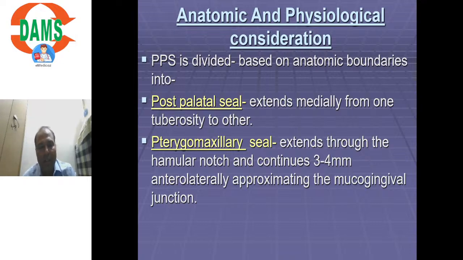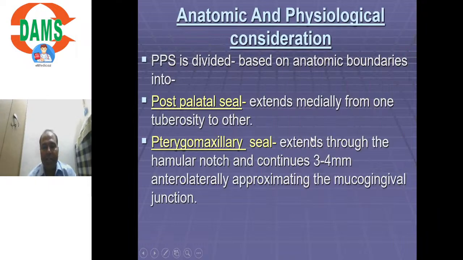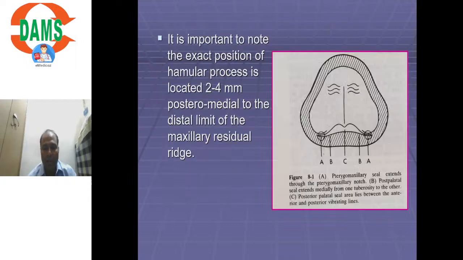classification of the PPS, it consists of two parts. One is the post palatal seal and second is the pterygomaxillary seal. I am again saying it is post palatal seal and the pterygomaxillary seal. Now post palatal seal extends medially from one tuberosity to the other. One more thing I will tell you, the PPS will never be beyond the tuberosity. It will always be contained within the tuberosities, right?